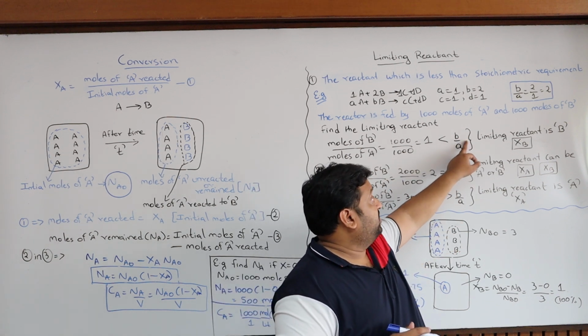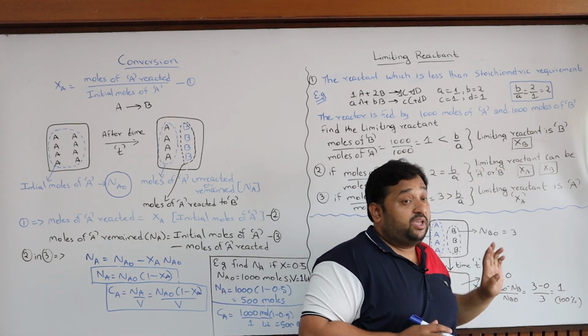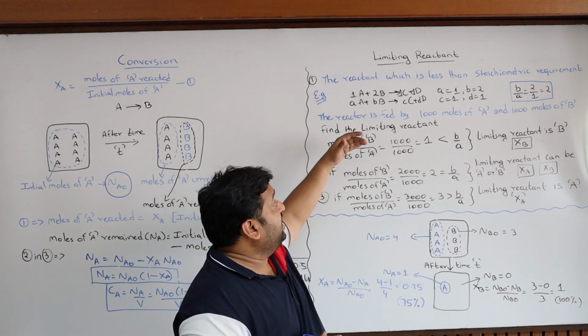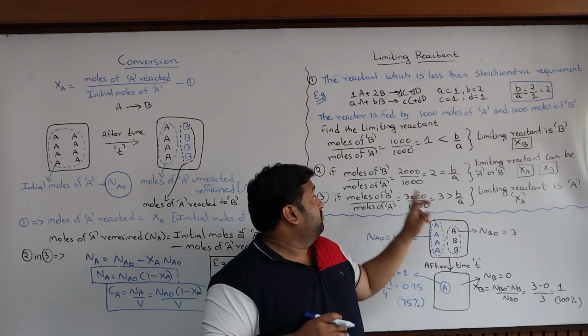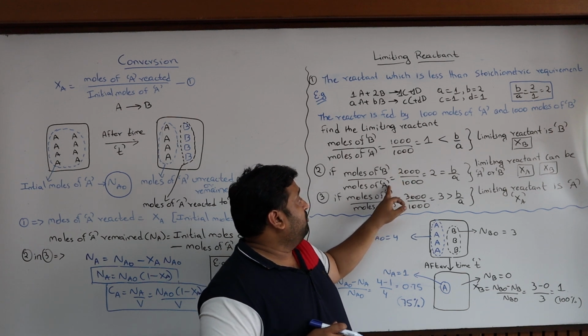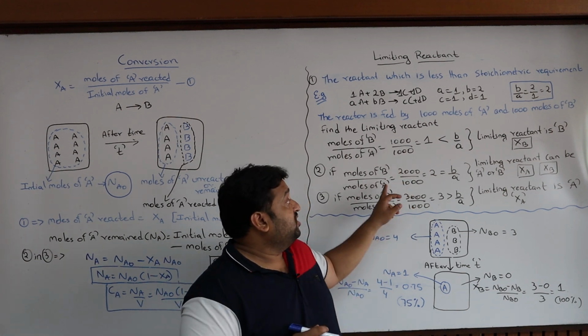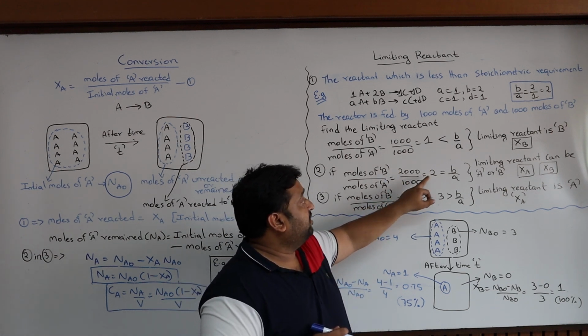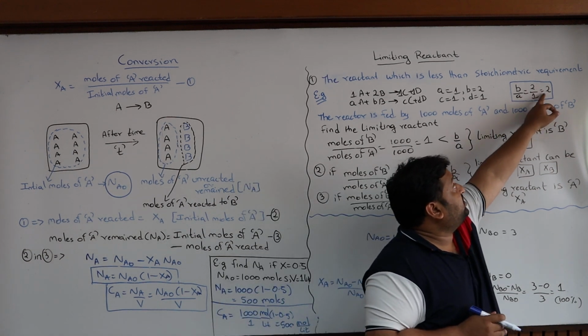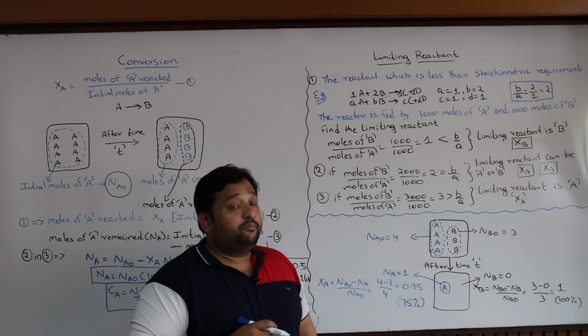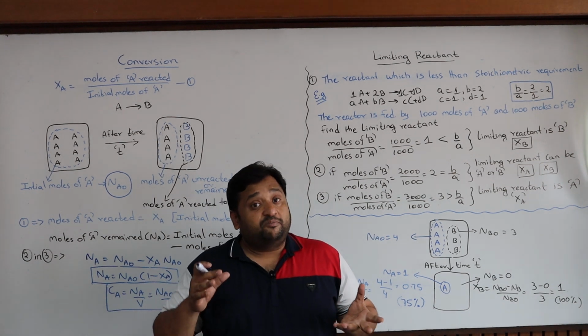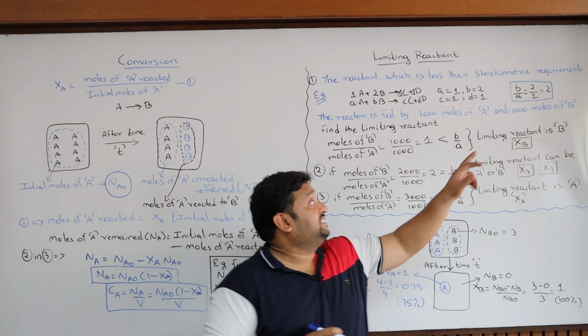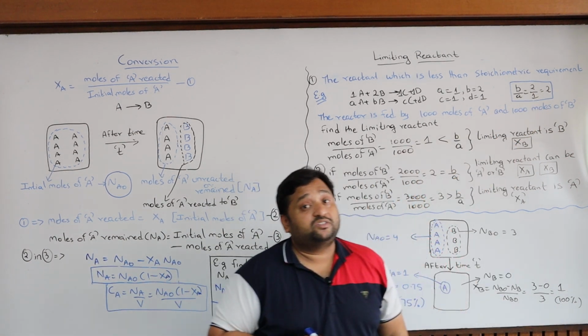If this is the stoichiometric ratio, then the limiting reactant is B. In the same reactor, if I keep moles of B as 2000 and moles of A as 1000, what is the ratio of 2000 by 1000? That means 2, which is equal to the stoichiometric requirement. That means moles of B by moles of A is the same as required by the stoichiometry.